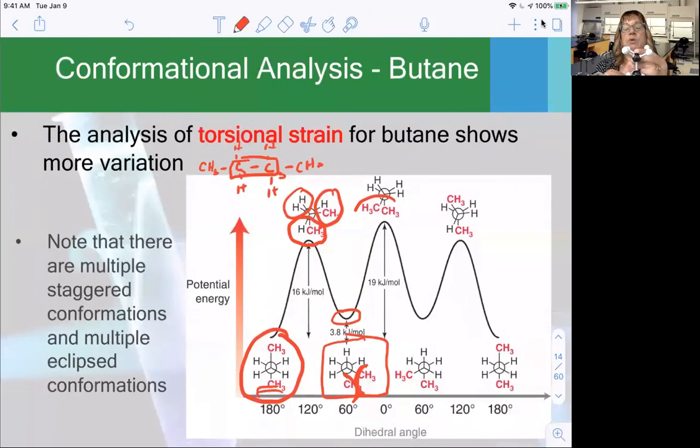Now, let's go to the highest energy. Notice this eclipsing is higher energy than the other 2 eclipsed, and that's because that one has a methyl-methyl interaction.